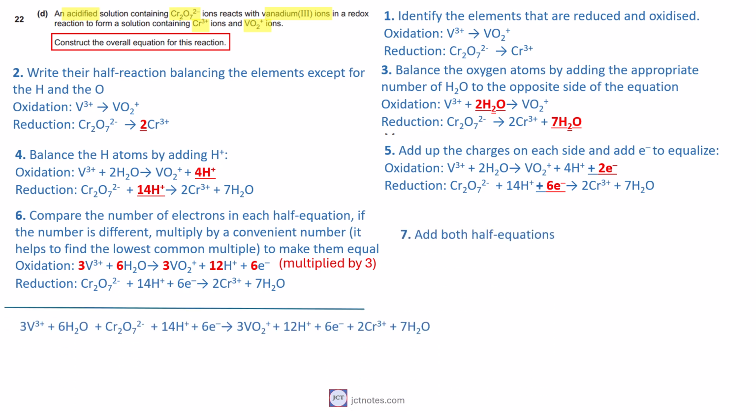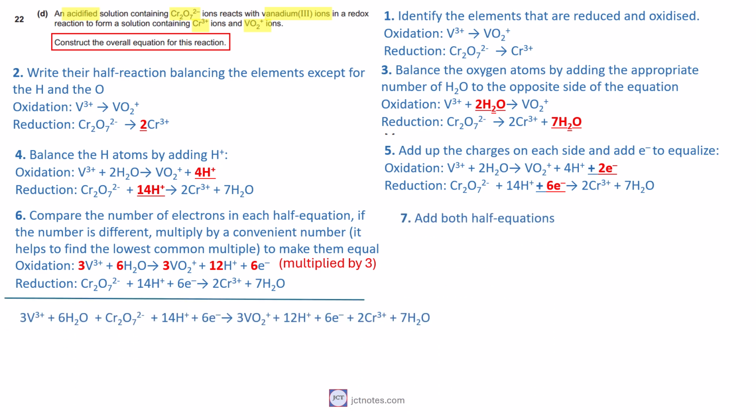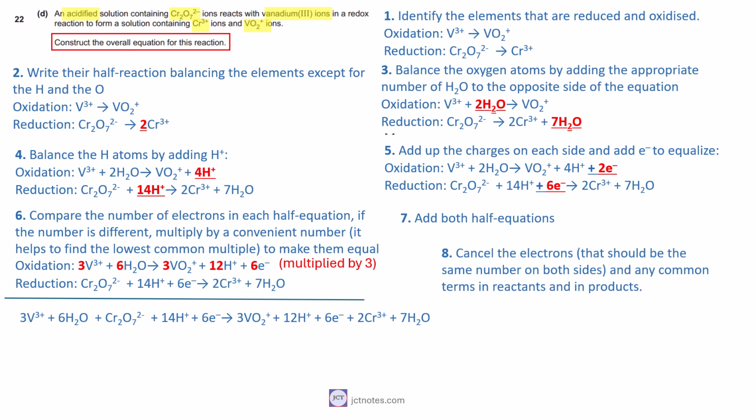Now, we add both half equations, followed by cancelling the electrons and any common terms in reactants and in products. We can cancel the 6 electrons on each side. We remove 6 molecules of water on both sides, leaving 1 as product. We finally cancel 12 protons on both sides, leaving 2 as reactants. Then, the answer is 3 vanadium-3 ions react with 1 dichromate ion and 2 protons to produce 3 vanadium ions, 2 chromium-3 ions and 1 molecule of water.